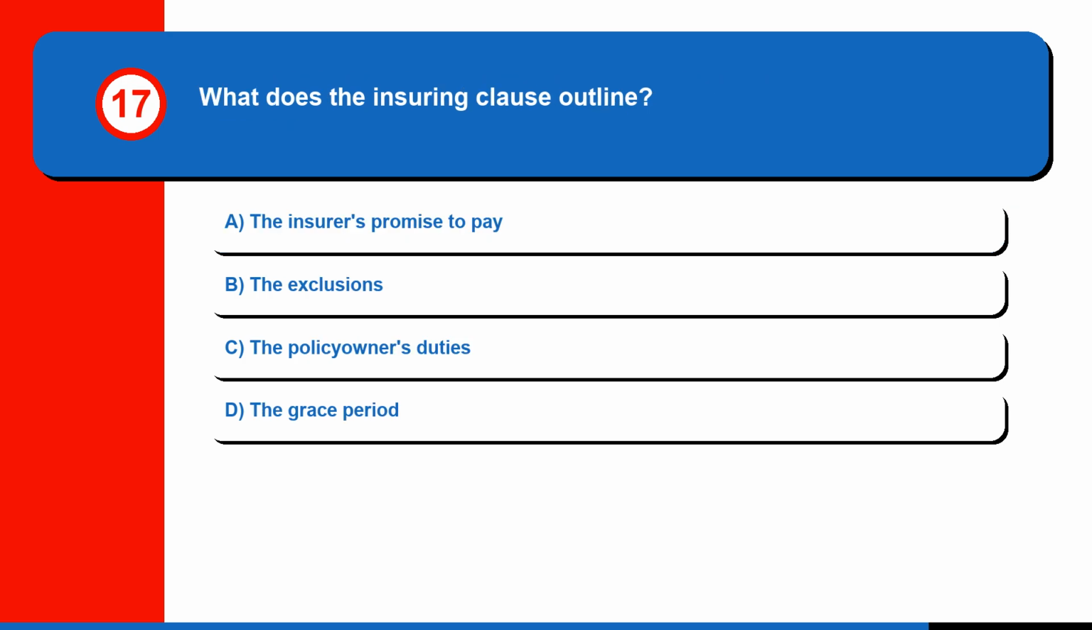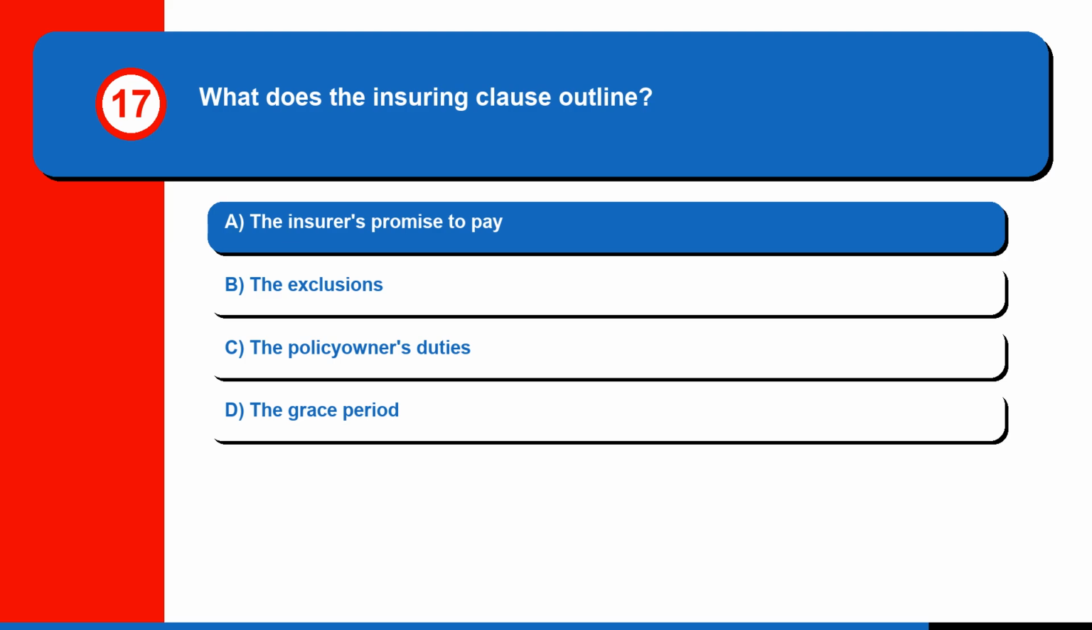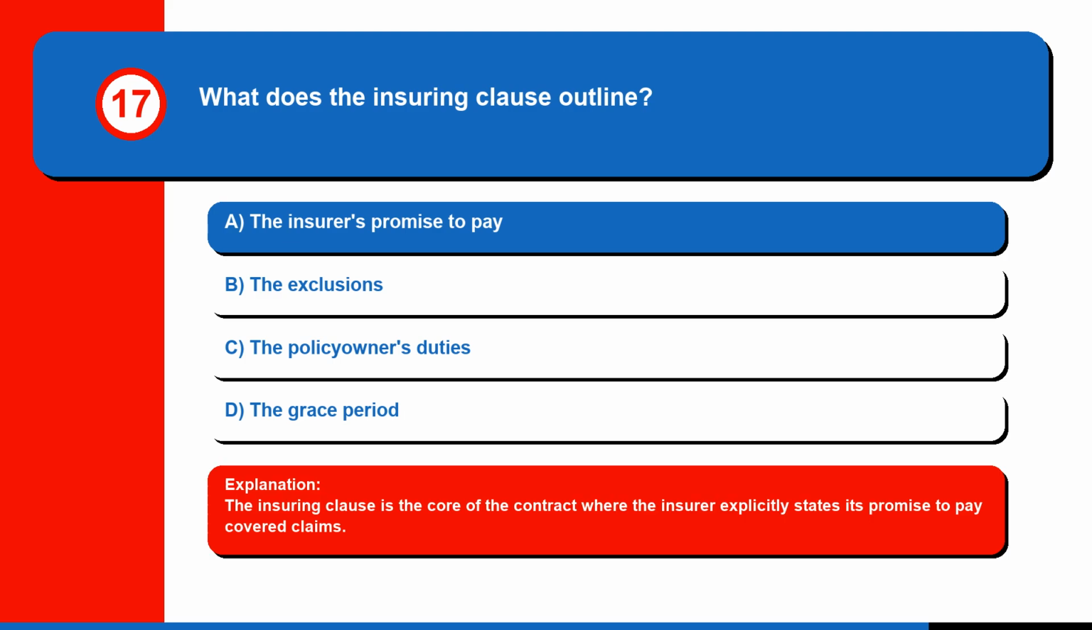Question 17. What does the insuring clause outline? A. The insurer's promise to pay, B. the exclusions, C. the policy owner's duties, or D. the grace period. The correct answer is A. The insurer's promise to pay. The insuring clause is the core of the contract where the insurer explicitly states its promise to pay covered claims.